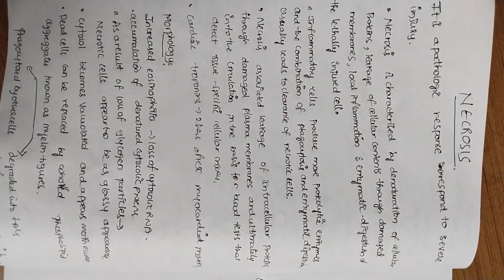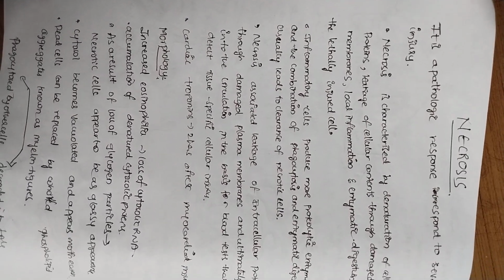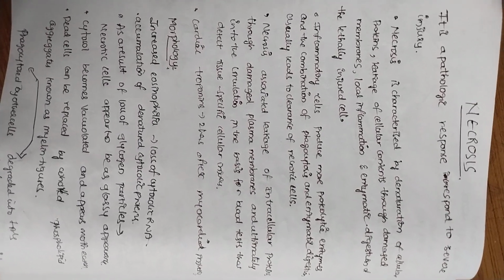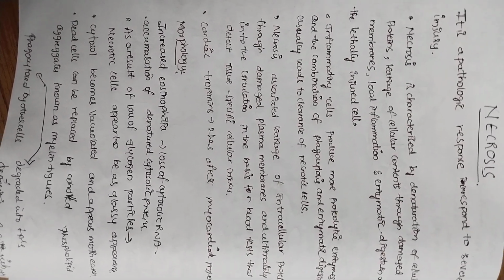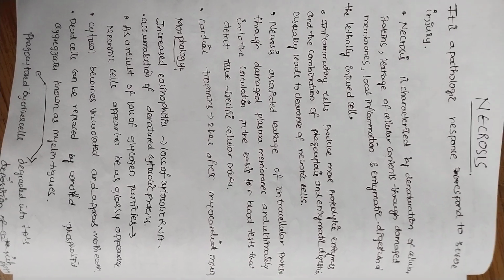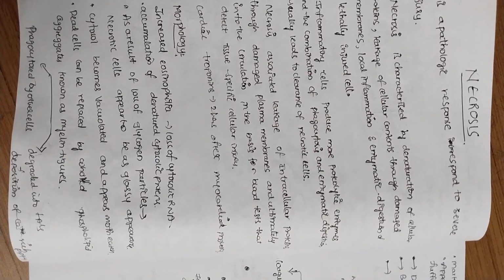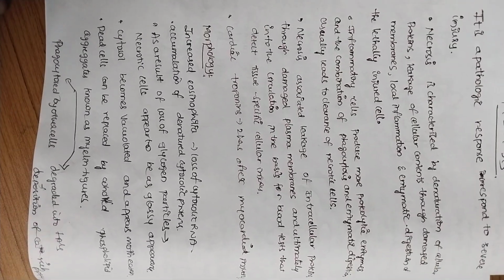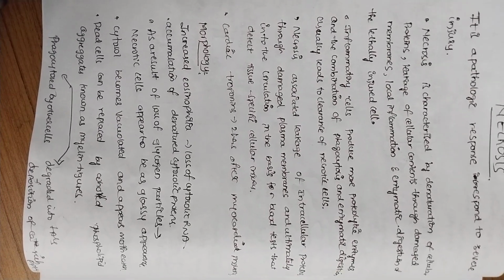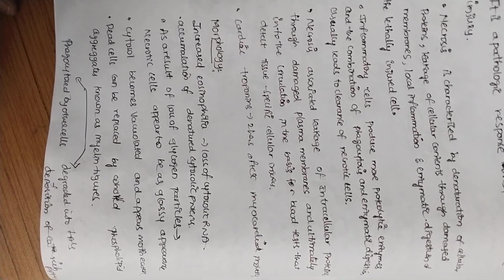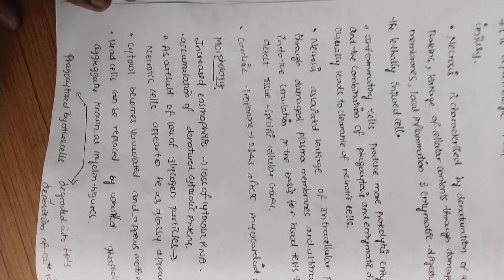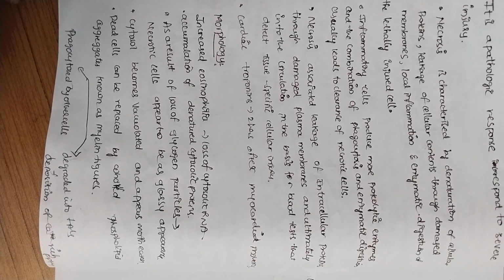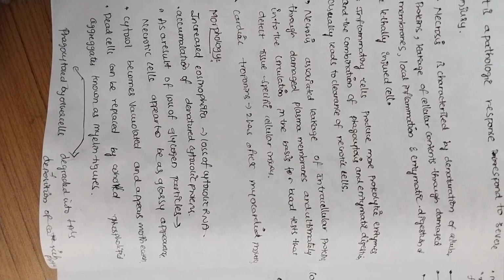These inflammatory cells will produce more proteolytic enzymes. Proteolytic enzymes digest the proteins. So the combination of phagocytosis and enzymatic digestion usually leads to cleavage of the necrotic cells. Necrosis is associated with the leakage of intracellular proteins from the damaged cell membranes. For example, if there is any damage to the myocardium, then what will happen? Cardiac troponin levels will be increased in the plasma after 2 hours of myocardial injury.